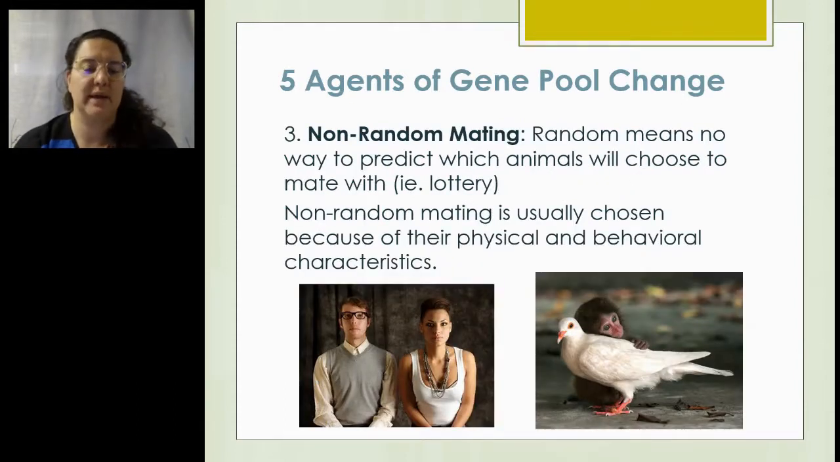We also have non-random mating in lots of animal species. So random means there's no way to predict which animals will choose to mate. So like a lottery. So this is when you have things like plants or corals that will just spew their gametes into the water or the air, and just by chance they happen to fertilize one another. But even when we look at animal species, there's a lot of competition for mating, whether it's nest building in penguins, or racing up the salmon river, so the stronger salmon will get there first, or when we look at mating competitions in ungulates like deer and mountain sheep. So non-random mating is usually chosen then because of physical and behavioral characteristics. So this changes the gene pool.